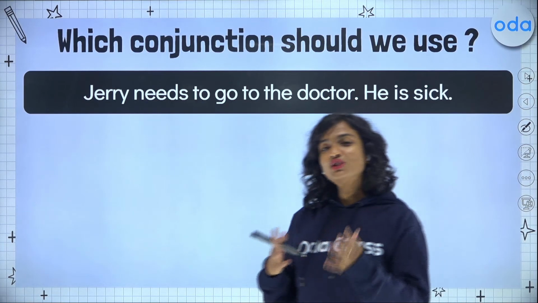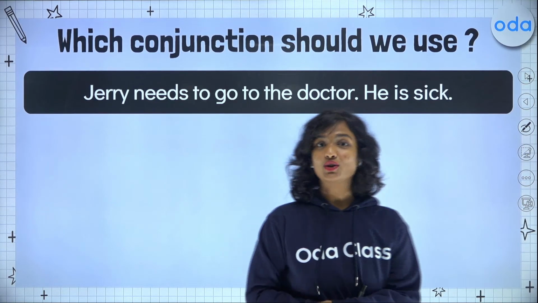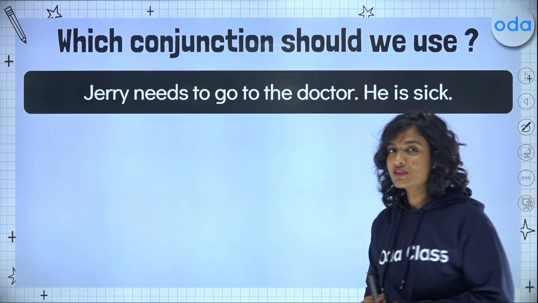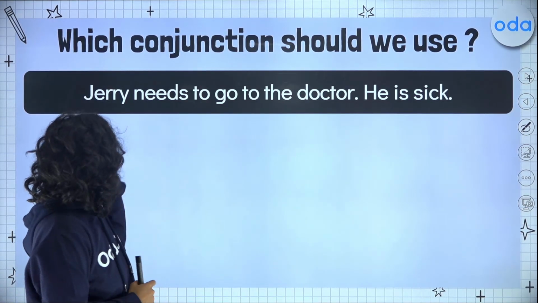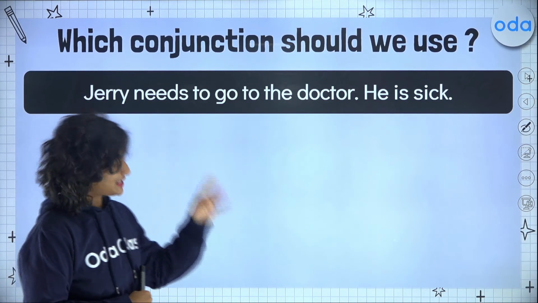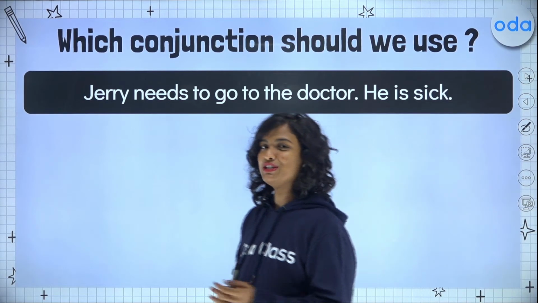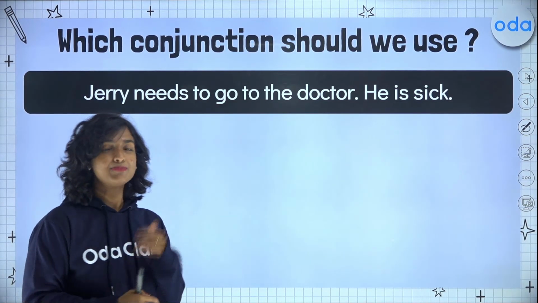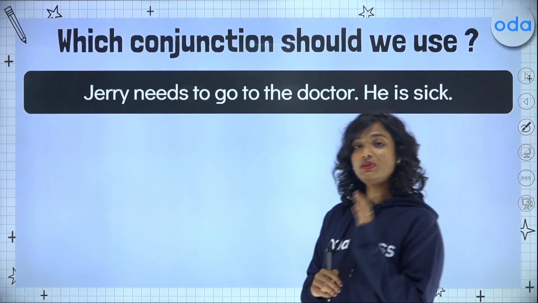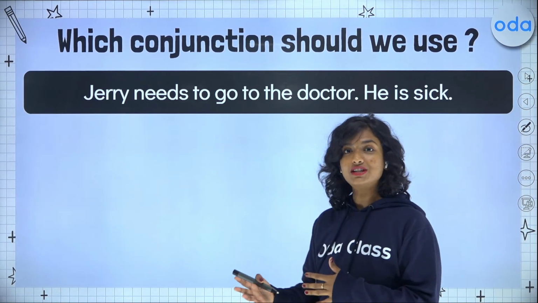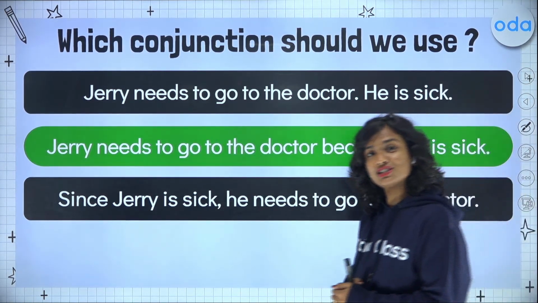Moving on to a few examples now. We have learned about 4 correlative conjunctions and also quite a few subordinating conjunctions. So I want you all to use all of this information and solve some questions with me. Here's our first question. Jerry needs to go to the doctor. He is sick. What do you think is going to be used here? What is our sentence trying to convey? Now, you've all noticed that we are trying to convey a cause and effect relationship, which means that we want to use one of our subordinating conjunctions.